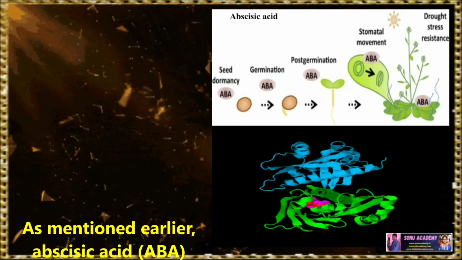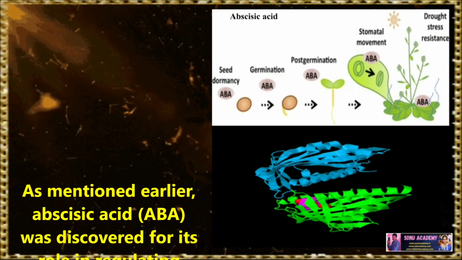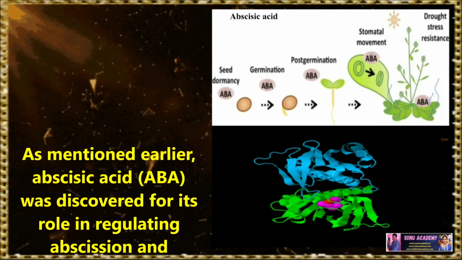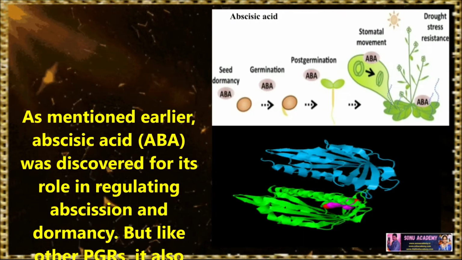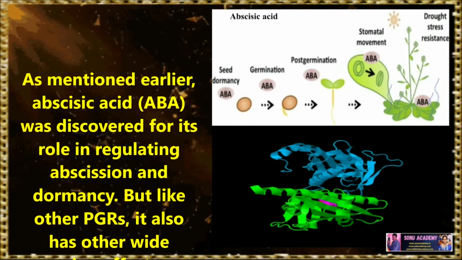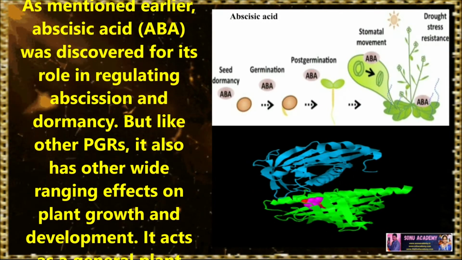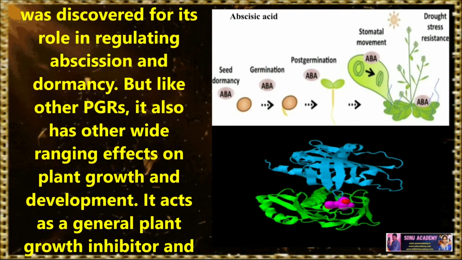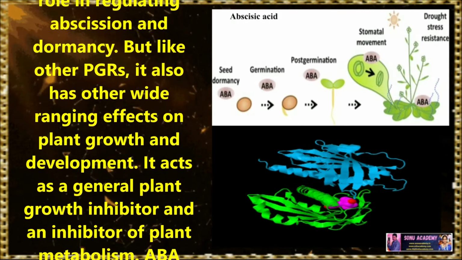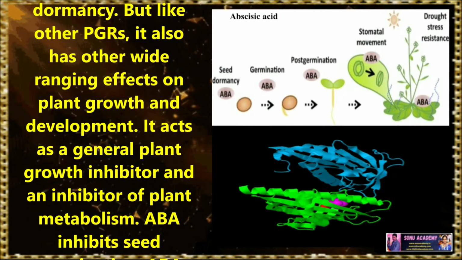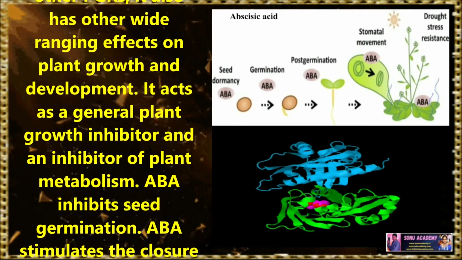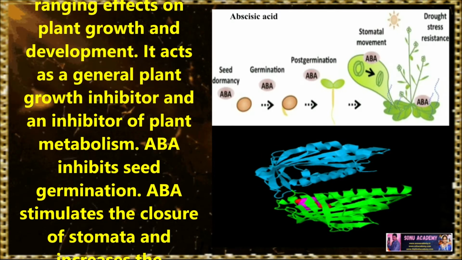Children, now let us discuss abscisic acid. As mentioned earlier, abscisic acid (ABA) was discovered for its role in regulating abscission and dormancy. But like other PGRs, it also has other wide-ranging effects on plant growth and development. It acts as a general plant growth inhibitor and an inhibitor of plant metabolism.